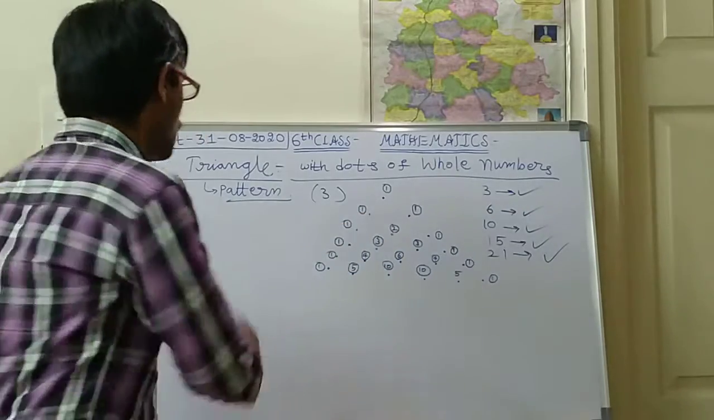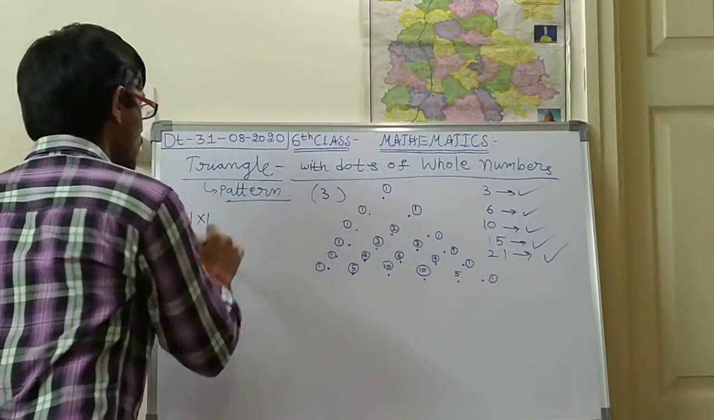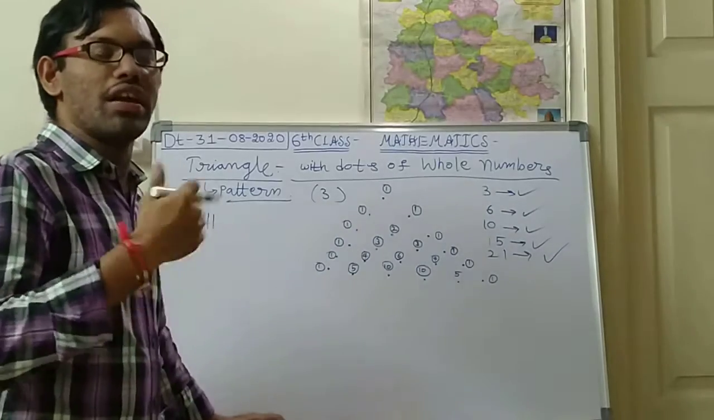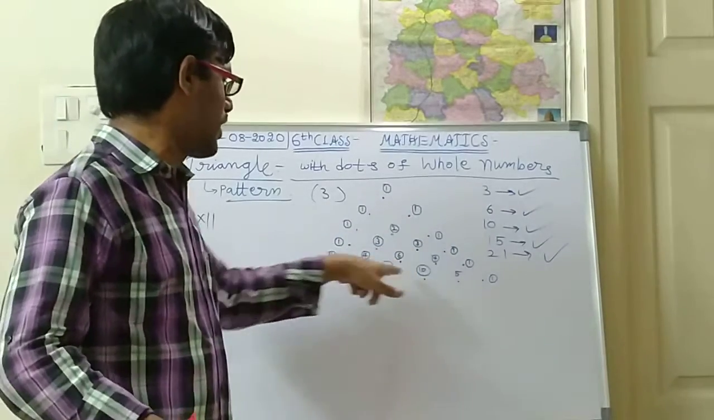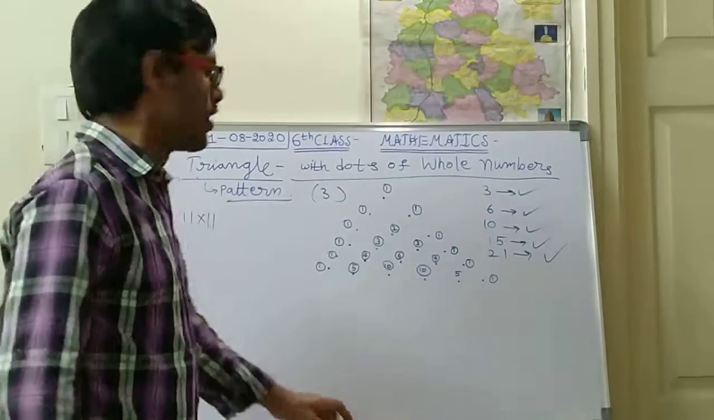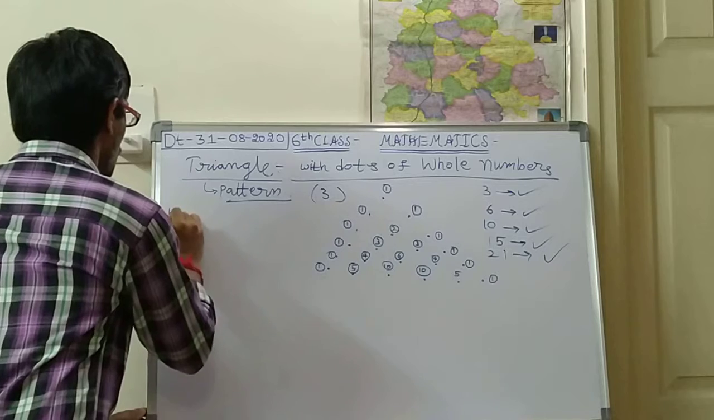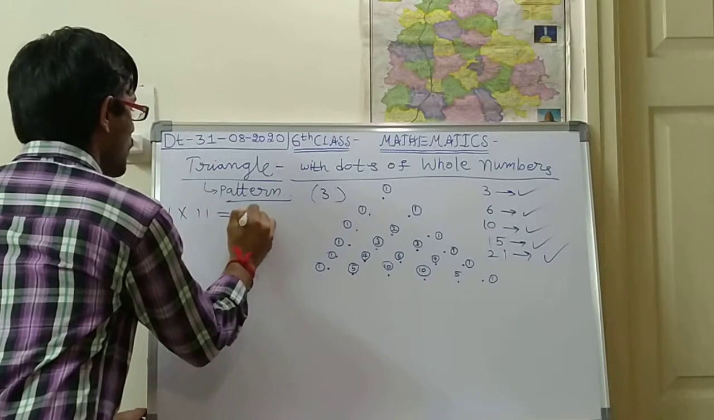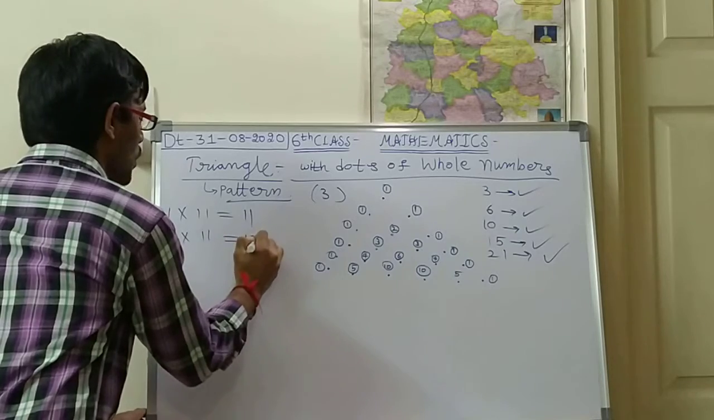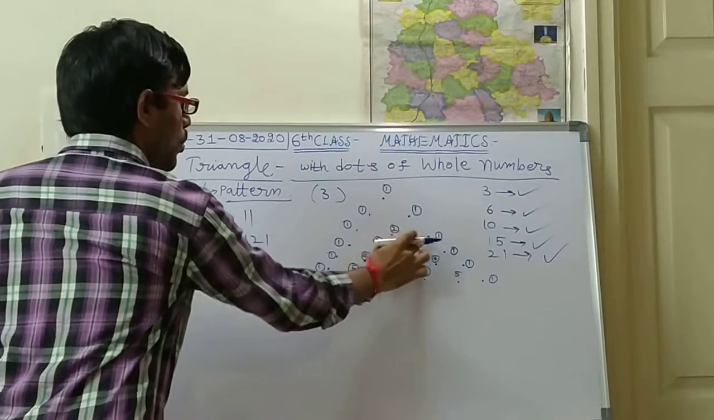11 into 11. So repeatedly if you are multiplying with 11, these are the results for that answer. So first, 1 into 11, how much? 11. Next, 11 into 11, how much? 121. 1, 2, 1.